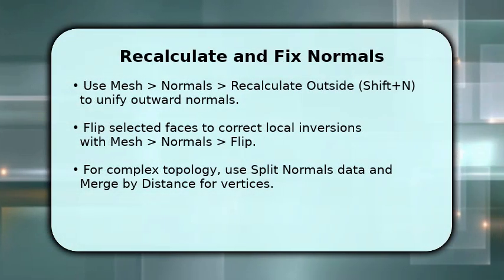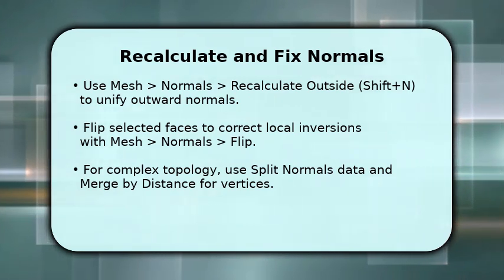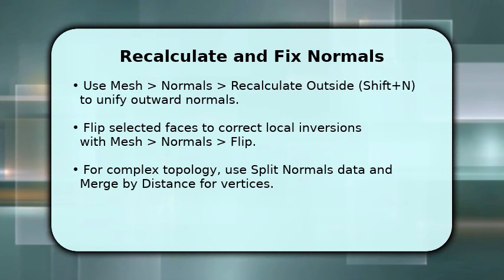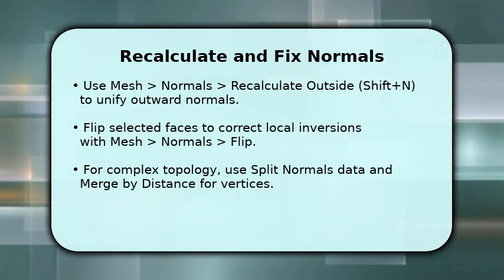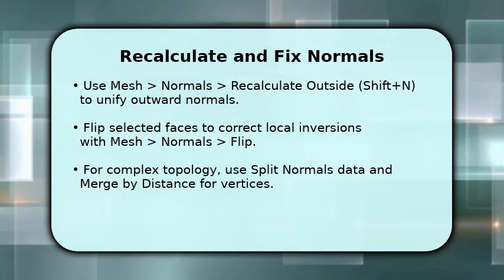Once your scene is prepared, select the entire mesh and choose Recalculate outside, Shift+N, to align normals outward. This resolves most lighting artifacts. If pockets remain, select problematic faces and flip normals to correct local inversions.